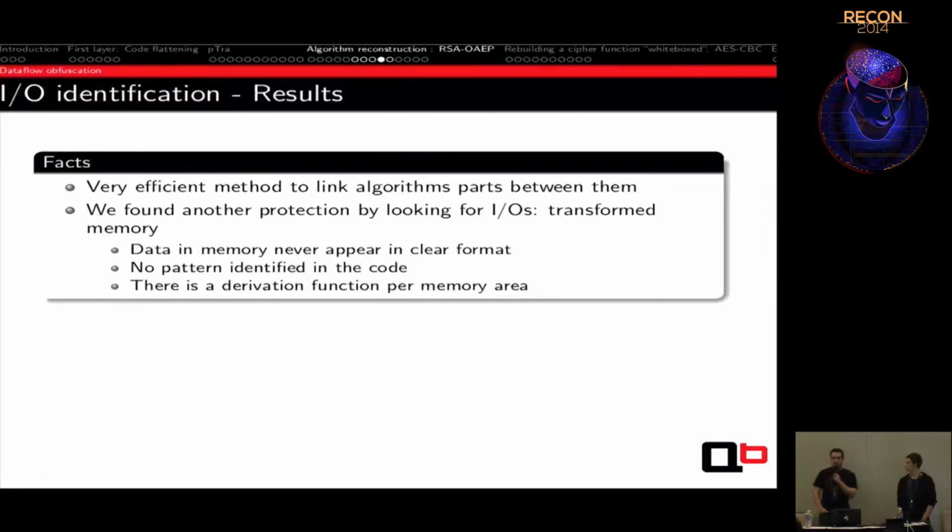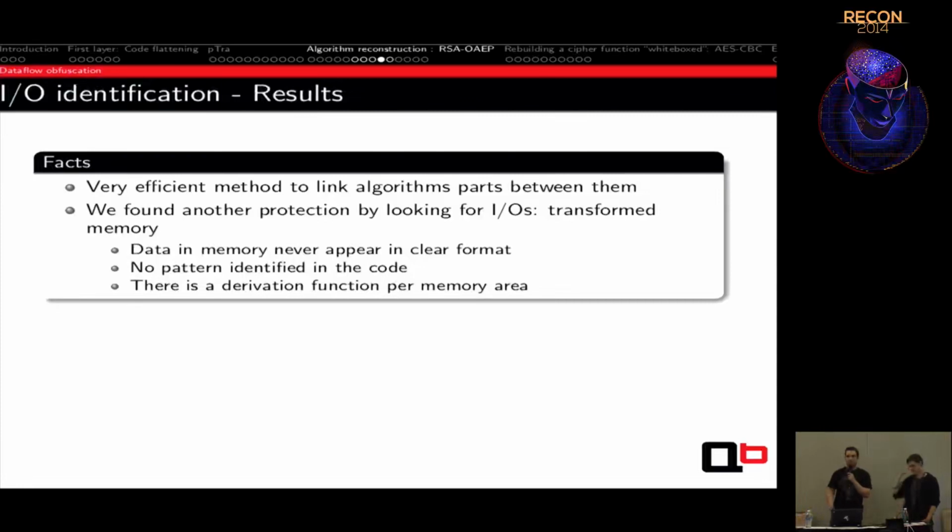And thanks to that, by looking at the input and output of all functions, we found another protection: transformed memory. In fact, the DRM code never writes the data that it processes in clear format in RAM. It is derived by some computation. We didn't identify a pattern in the code to break this kind of protection, so it was very boring.